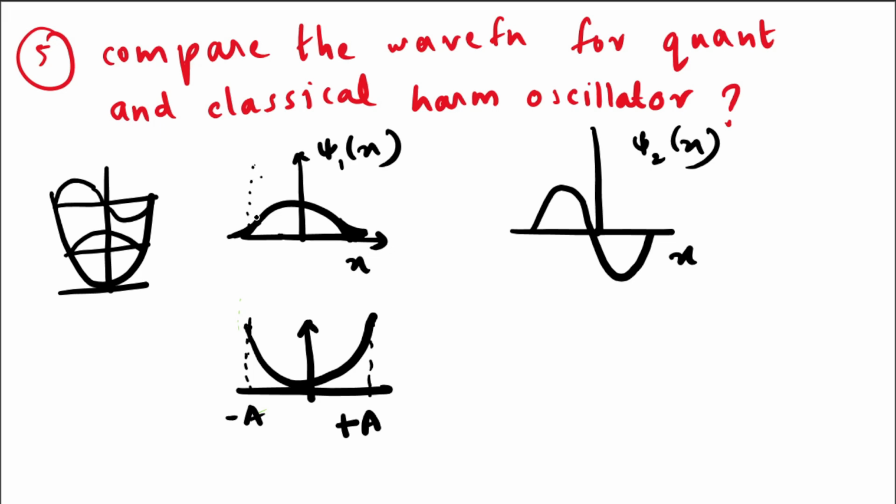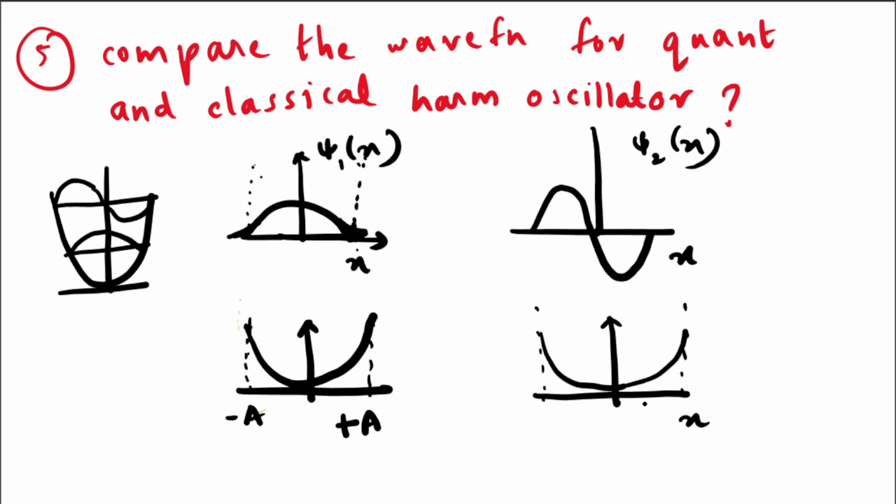There is a finite probability for the particle to exist outside of the allowed region. It can also go to the classically forbidden region. This is for the ground state of the harmonic oscillator. For the first excited state, it looks similar to this.